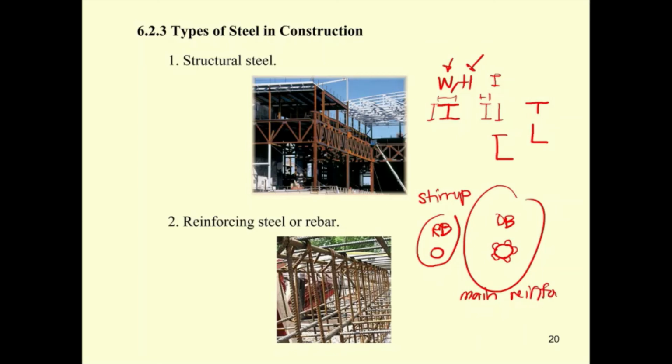The main reinforcement is supposed to be in a beam like this, on the top and on the bottom. For the stirrup, usually it's going to be this one, but this is not clear. This is a big beam. Let's use the DB as a stirrup.